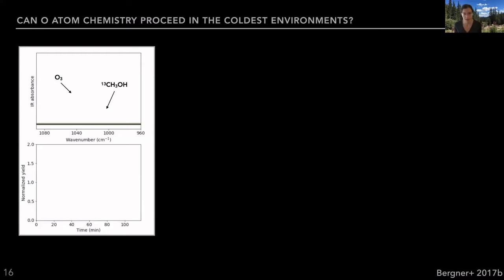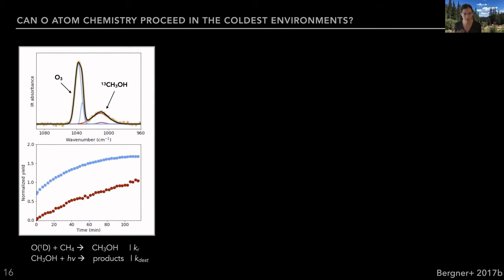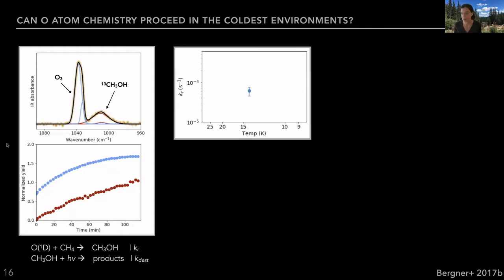We want to understand what the energetics of this process are, and to do so, we need to model the kinetics. Here I'm showing an example of an infrared spectrum over the course of the experiment, and you can see that we are indeed producing methanol quite efficiently. On the bottom, you see the growth curve that describes the production of the molecule over the course of the experiment. We can fit this growth curve with a kinetic model describing the rate of the methanol production.